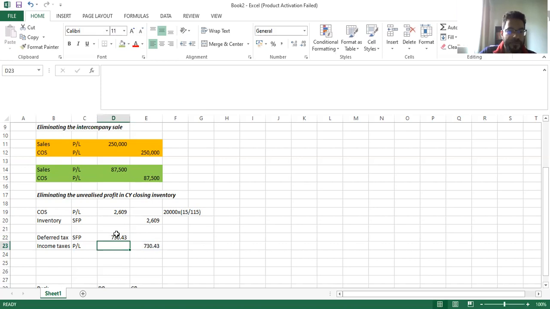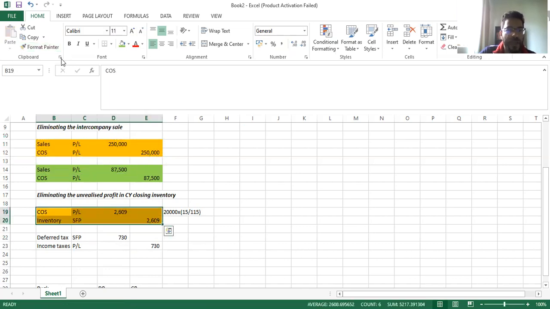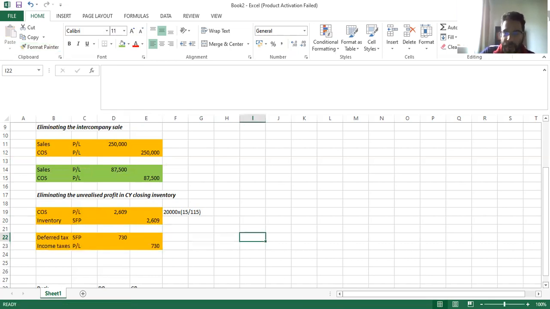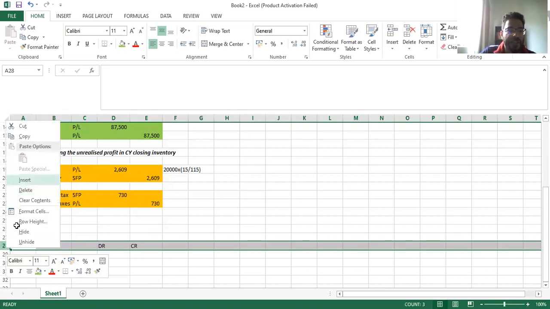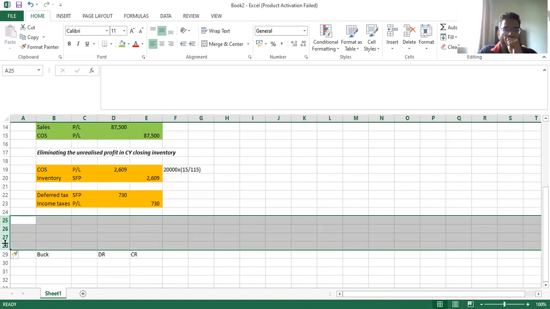So there we go. This is now dealing with it from a subsidiary point of view. But now we need to deal with it from an associate point of view. So let's deal with it from an associate point of view. What's important to note is to understand who made the sale and who has the inventory. Remember, the parent made the sale, so the profit is included in the parent. The associate has the inventory. Okay, so just take note. The associate has the inventory. So that's very, very important.